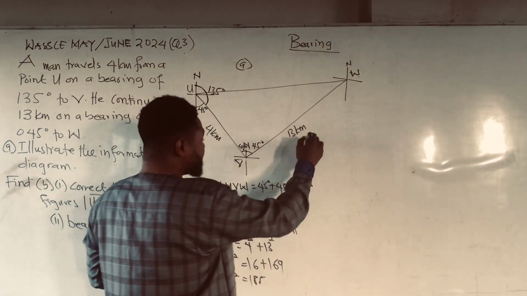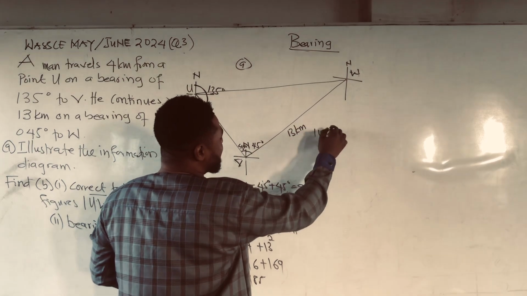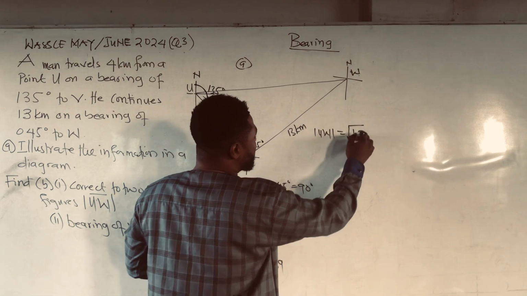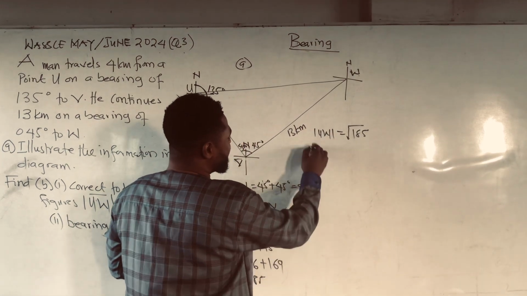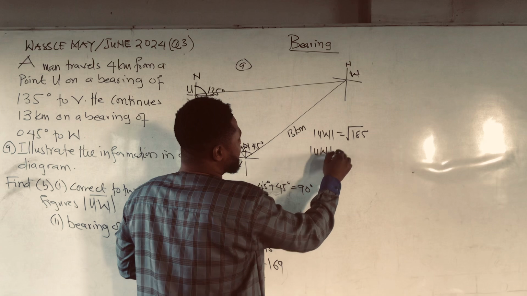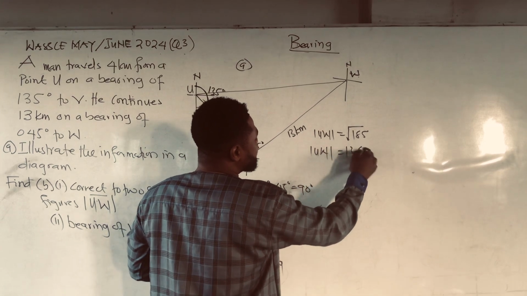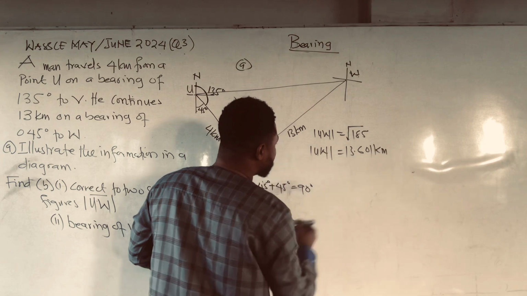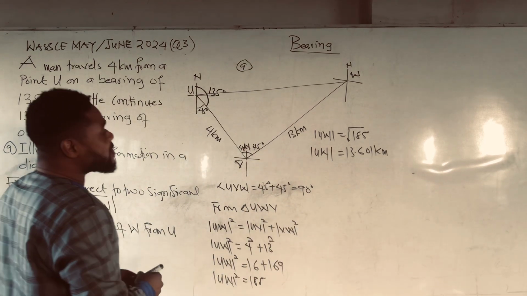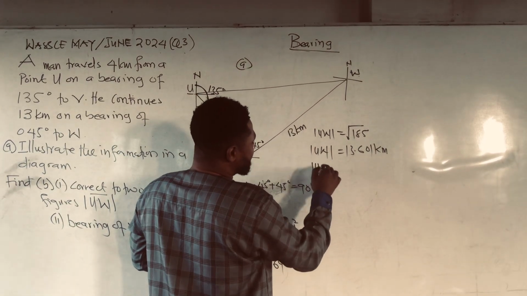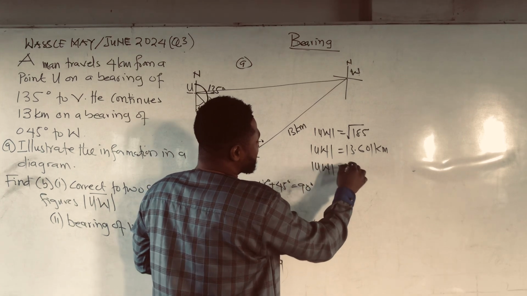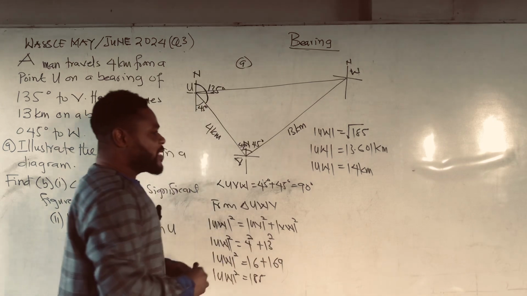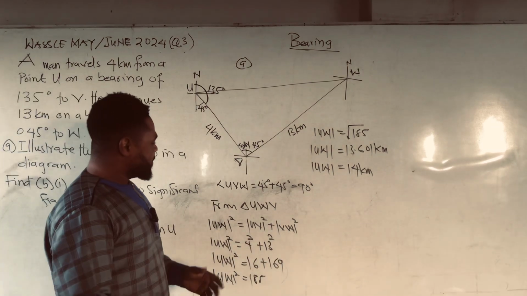Therefore, we can say that our UW will be equal to the square root of 185. And our UW is going to be 13.601, let's say to 3 decimal places, kilometers. But we have been asked to leave our answer to 2 significant figures. So that gives us 14 kilometers. So this is how we can answer our part B.